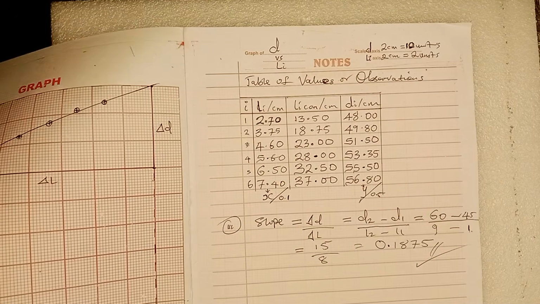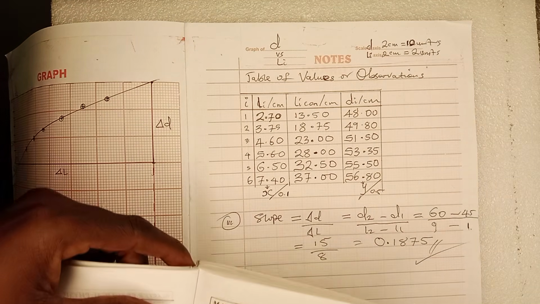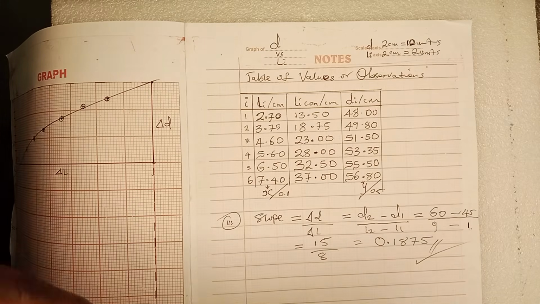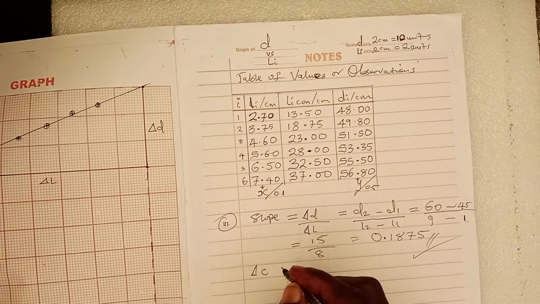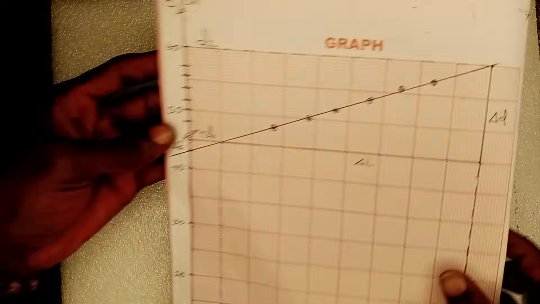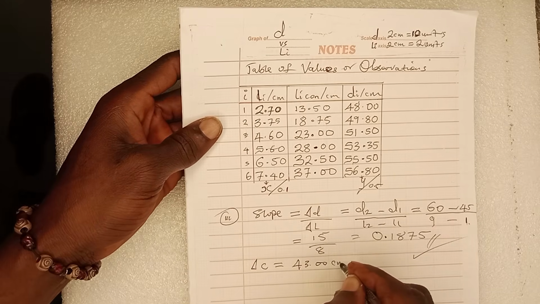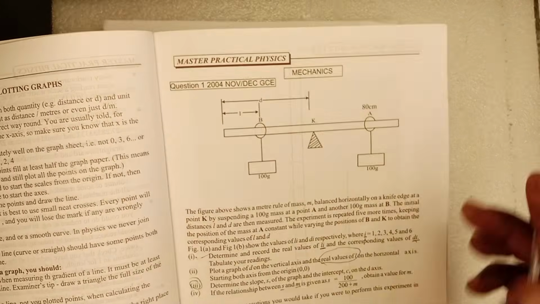So the next thing we are going to do from this question is they ask us to determine the intercept C on the D axis. So determine the intercept C. So here the intercept C, change in C, is given to be, as we recorded it from the graph, remember? Good. So the intercept C is given as 43.00 cm. That's it.